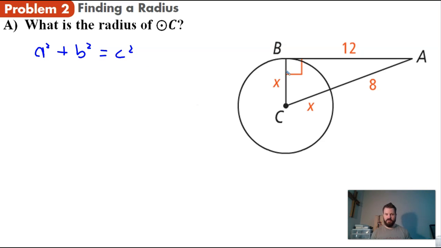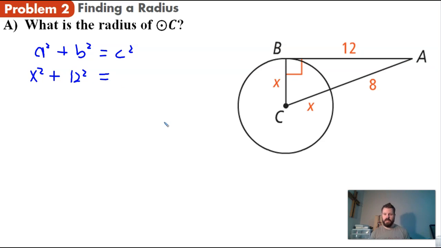Okay, because I have a right triangle here. Well, let's plug in what we know. The a we can say is just my x, plus b squared. Well, what is my b going to be? That's the other side length here, which is the 12. The other, not the hypotenuse.